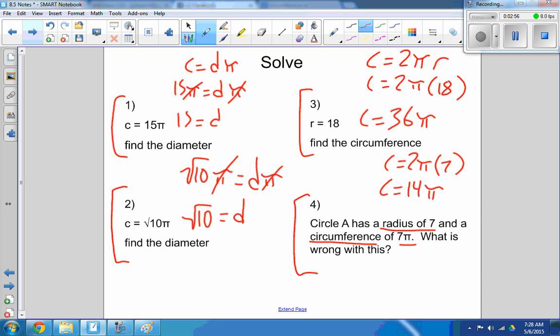So if we're going 7 pi, so that equals 2 pi r, divide by pi, then divide by 2, and I end up with the radius is 3.5. That again doesn't match the radius of 7. So that's what's wrong there. A radius of 7 could not give us a circumference of 7 pi, and vice versa. A 7 pi circumference could not give us a radius of 7.